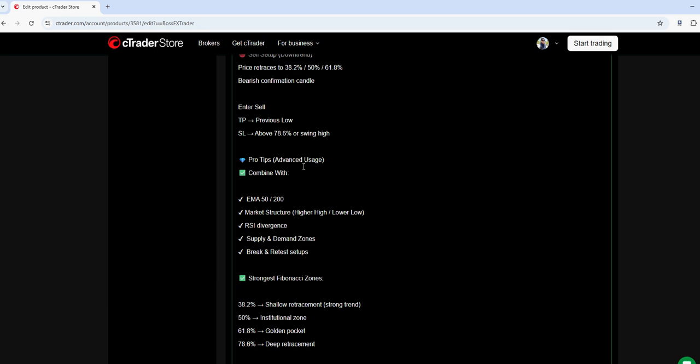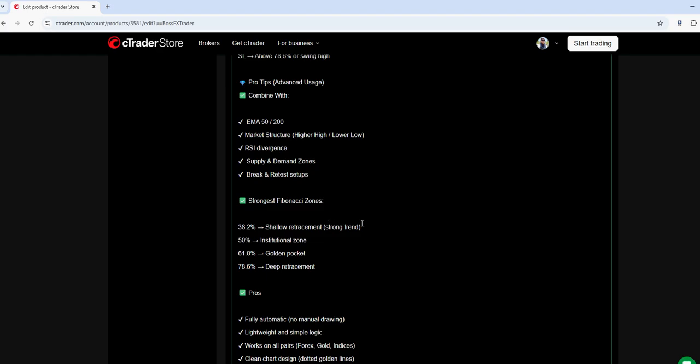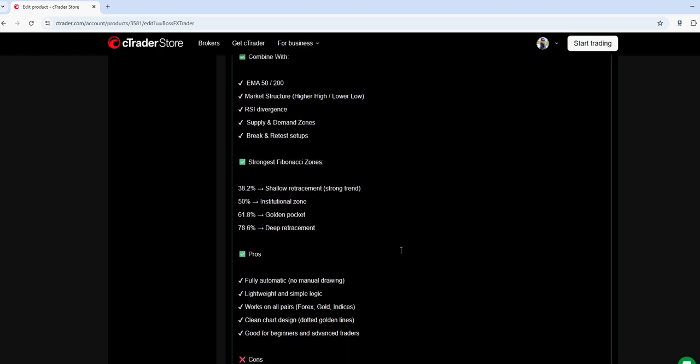So the pro tips, advanced usage. You can combine this with these tools: EMA, market structure, highs and lows, RSI divergence, supply and demand zone, break and retest of the setup. Okay, so the strongest Fibonacci zone is here.